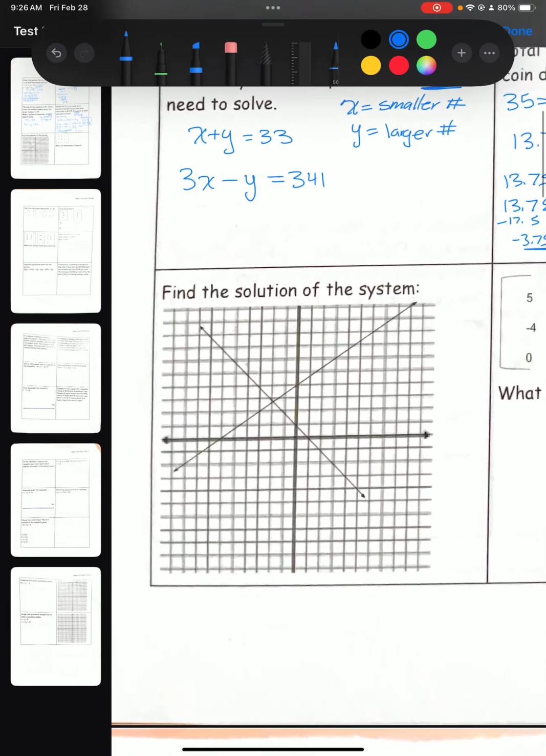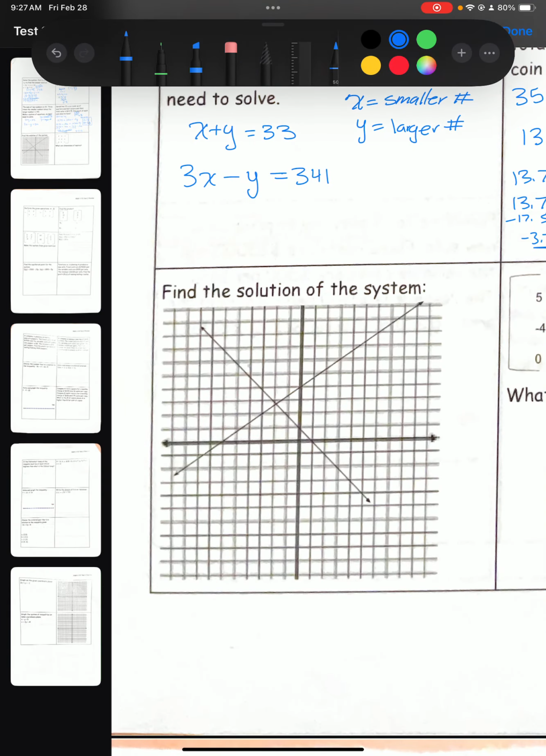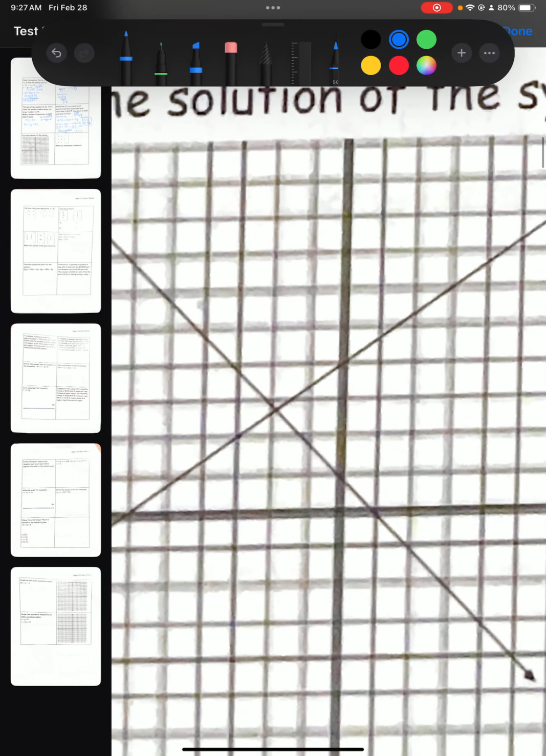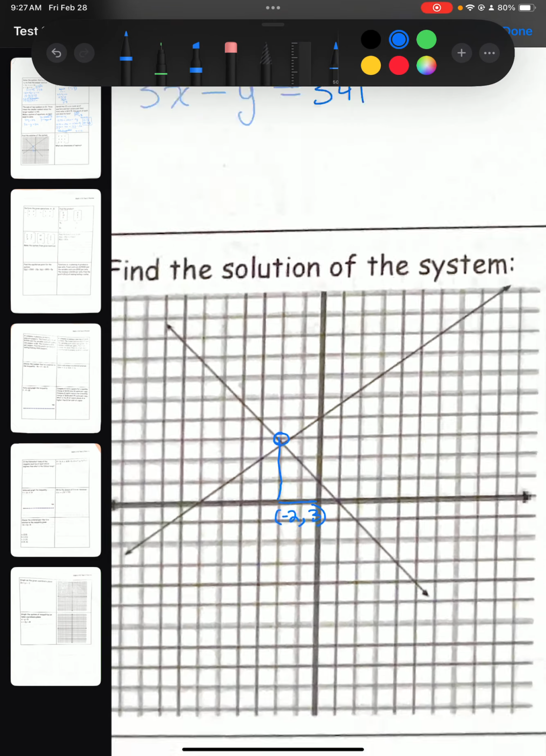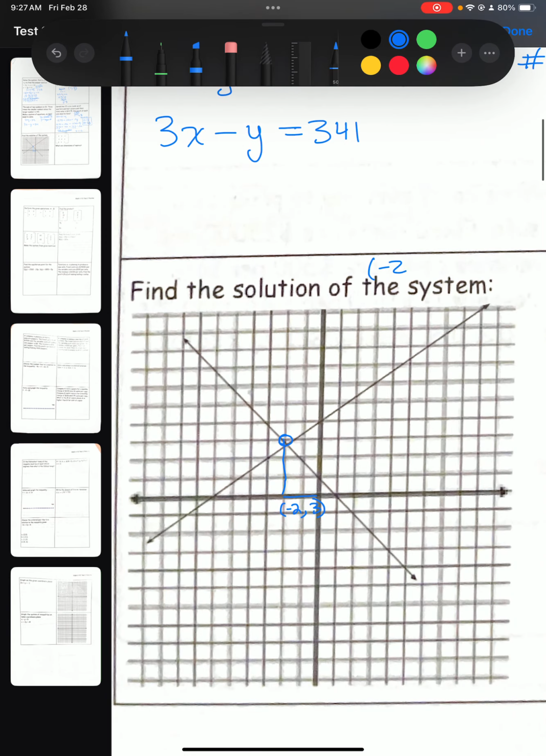All right, find the solution of the system. When you're using a graph, again, it depends. I don't know exactly how your teacher said in class. I'm going to see the point where it's supposed to line up here. So that's 1, 2, we have a negative 2. And then we have 1, 2, 3, positive 3. So I get a solution of negative 2 and positive 3.